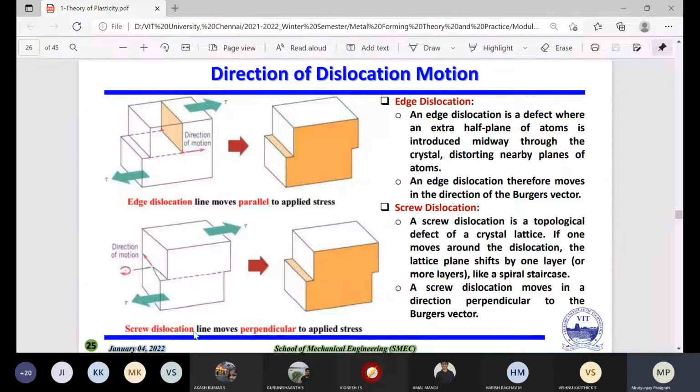And similarly, the screw dislocation line moves perpendicular to the applied stress. You can see here, this is a screw dislocation. The screw dislocation is a topological defect of a crystal lattice. If one moves around the dislocation, the lattice plane shifts by one layer. So if it is shifting from here to here, one lattice plane is moving, and the direction of motion is perpendicular to the applied stress here. This is not parallel to the line. If it is parallel, it is known as the edge dislocation. If it is perpendicular, it is known as the screw dislocation.